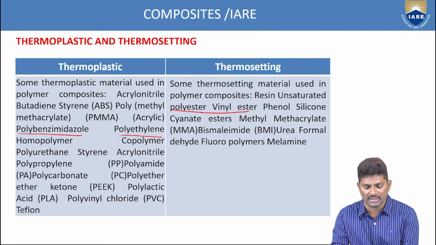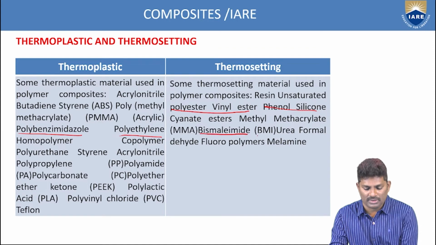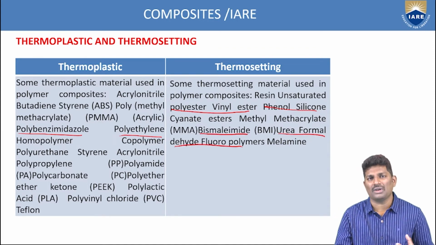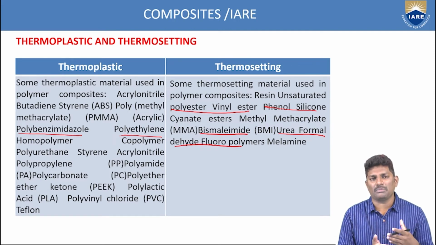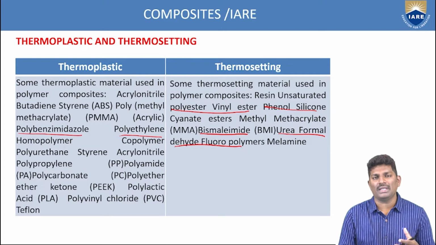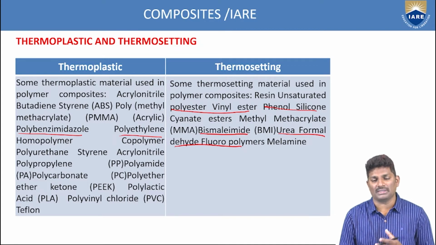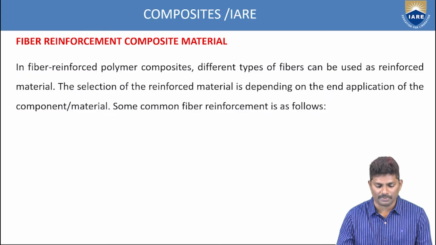So polyester, phenol silicon, the urea formaldehyde polymers, all these are some of the examples of the thermosettings. So the main thing is what? The composite materials which are prepared with the thermoplastics have huge applications when you compare with the composite materials prepared with the thermosettings. So that is the main difference between these two.